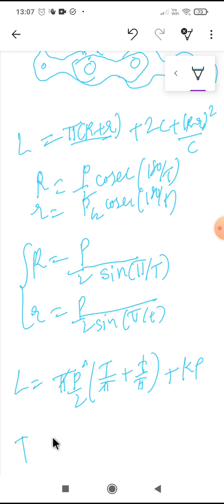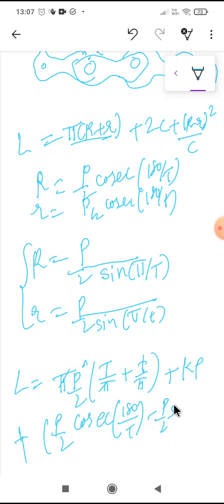Here I will use this formula in terms of cosec only. So it will be nothing but p by 2 cosec 180 by T minus p by 2 cosec 180 by small t, whole square divided by c. C is nothing but kp.